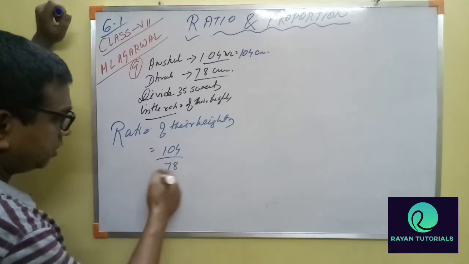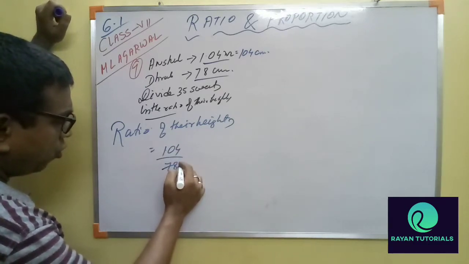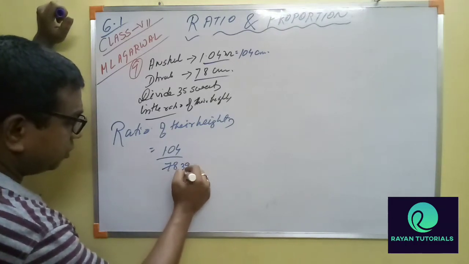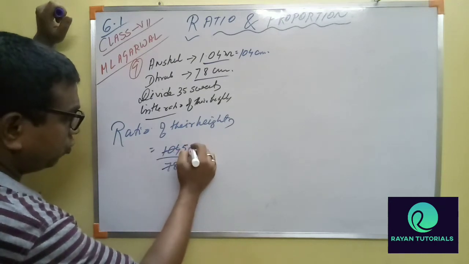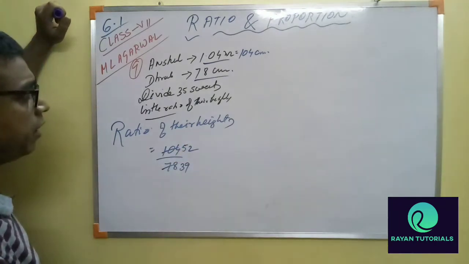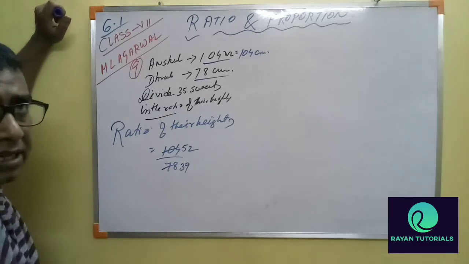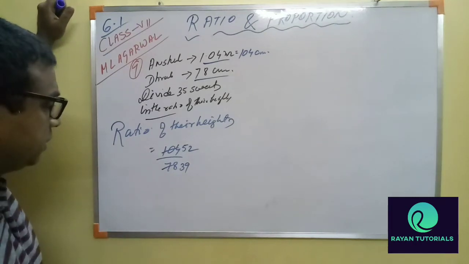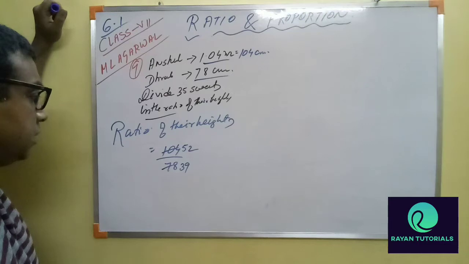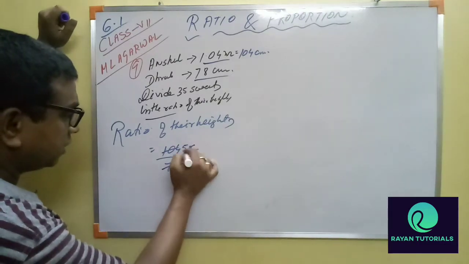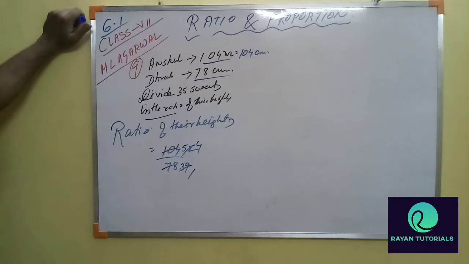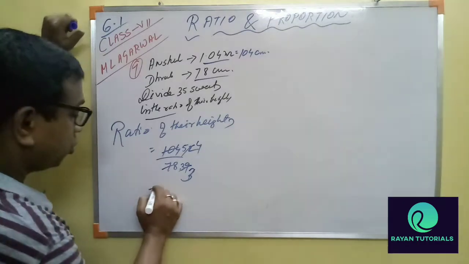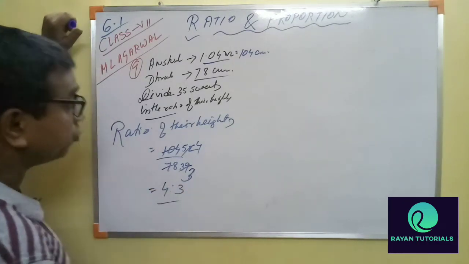How much? 104 by 78. 39 ones are 39, 39 fours are 52. No, why? 13 threes are 39, 13 fours are 52. So the ratio is coming 4:3.